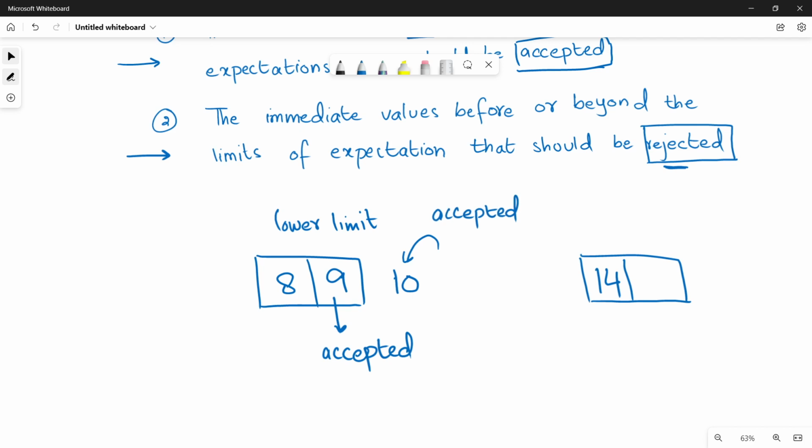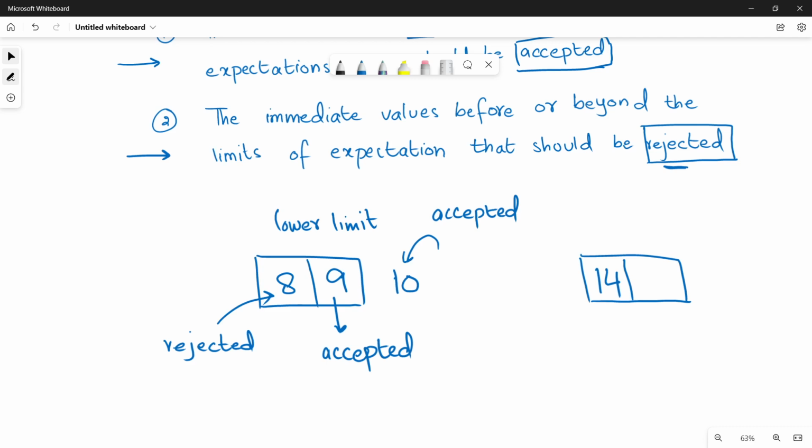However, the immediate value 8 is going to be rejected by the system. Why? Because this 8 is out of range. The range starts from 9 and goes till 14. So 8 is an integer value, but it will be rejected by the system since it invalidates the range check.